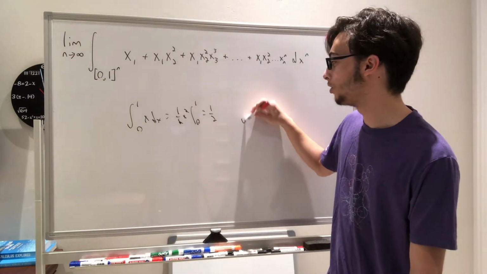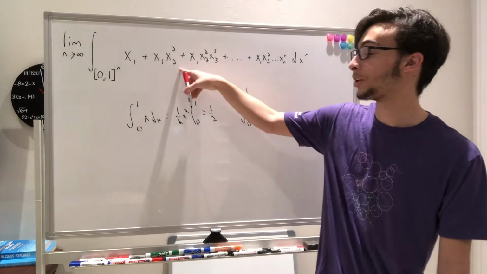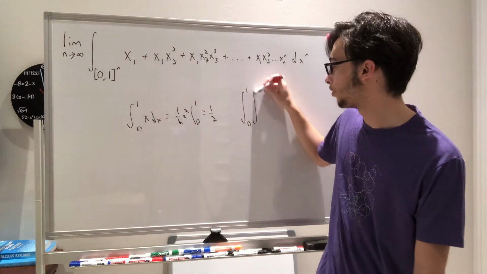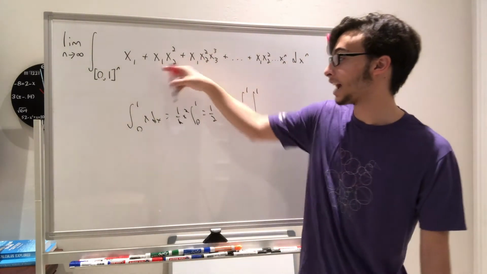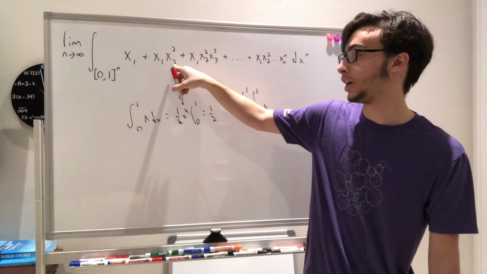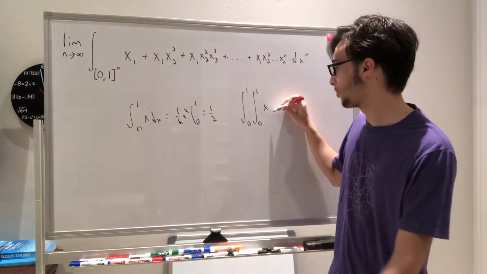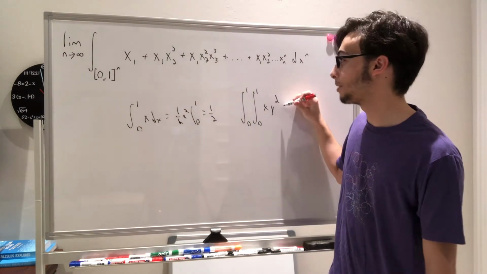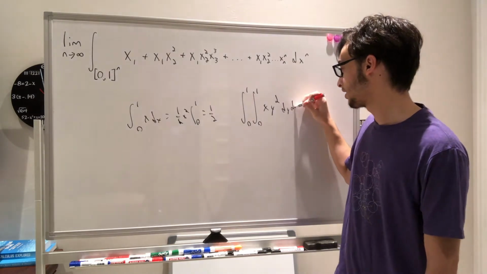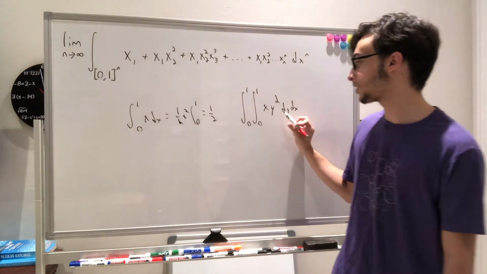That would be the integral from 0 to 1, and then we have another integral for the other variable. So we have another integral from 0 to 1. Now we have an x, and I'm going to make this other variable, x sub 2, I'm going to set it equal to y so it's easier to tell what's going on. So we have y squared, and then we have dy dx. So now let's solve this. Now in order to solve this, let's start with integrating by y.